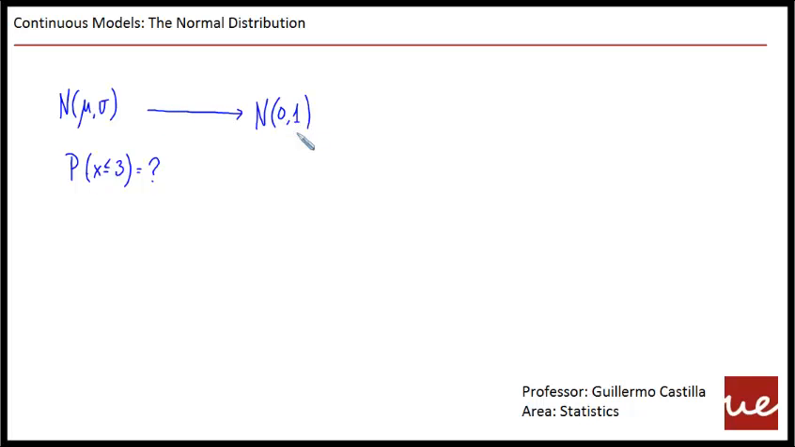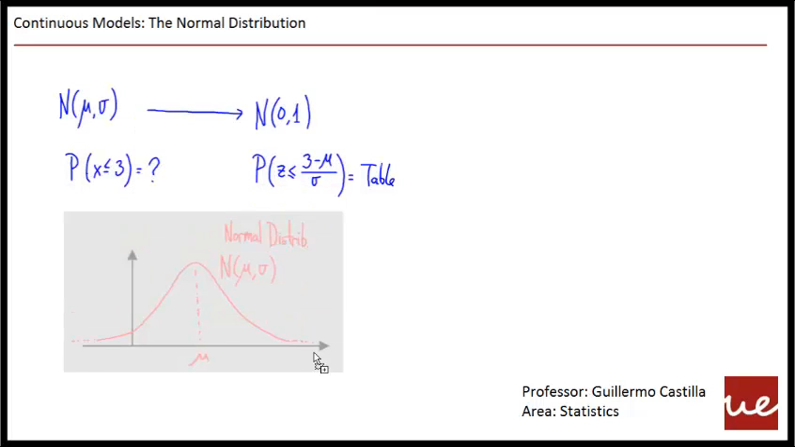So instead of that, what we're going to use is another normal. Now, this might be a bit strange, but in this case the probability of x being smaller or equal than 3 in our original normal, mu sigma, is the probability of z being smaller or equal than (3 minus mu) over sigma in our normal 0,1. Now, that value we can obtain from a certain normal value table.